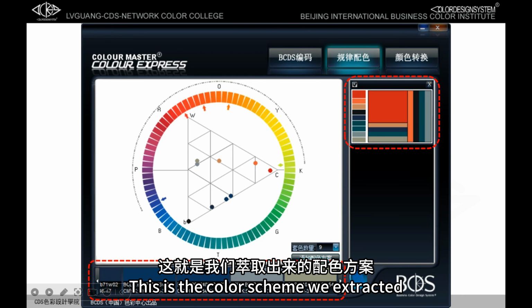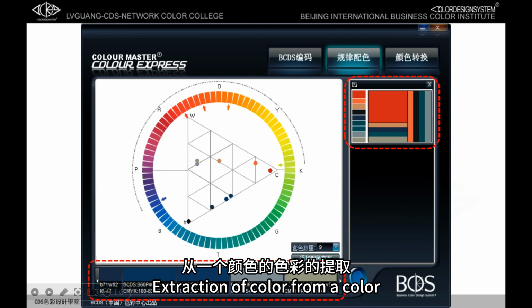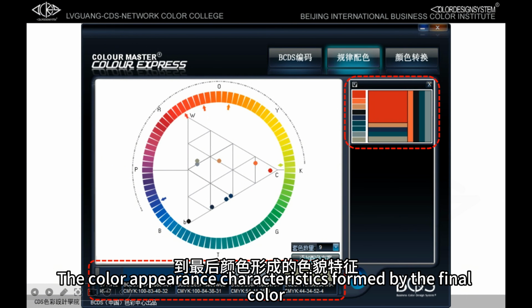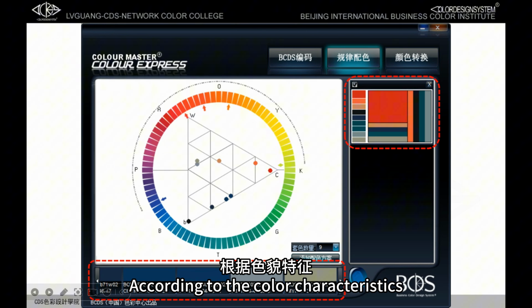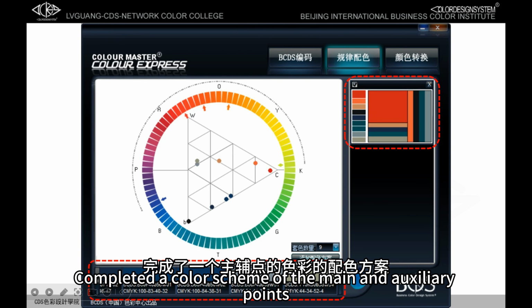This is the color scheme we extracted. We make it this far, extraction of color from a color. The color appearance characteristics formed by the final color, according to the color characteristics, according to the theme requirements, completed a color scheme of the main and auxiliary points.